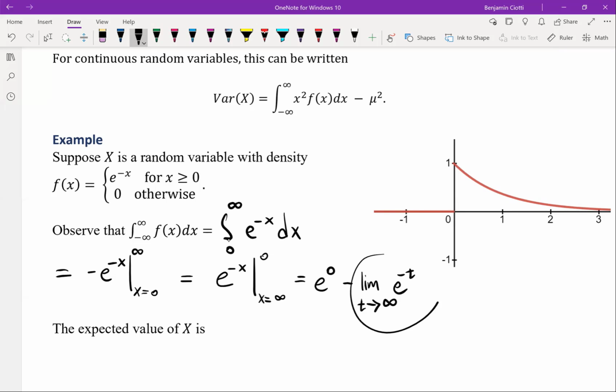In order to see what that is, it might be helpful to look at the graph of e to the negative x. So there's the graph of e to the negative x. And you can see that when x gets close to infinity, the graph is very close to 0, right? It's super small. So for that reason, this term is equal to 0. So we get 1 minus 0, or 1, as we are supposed to.